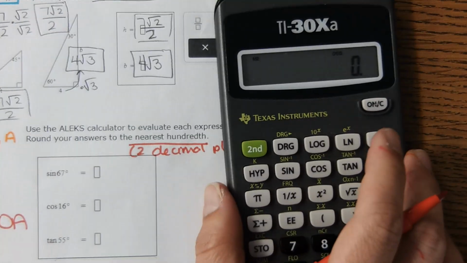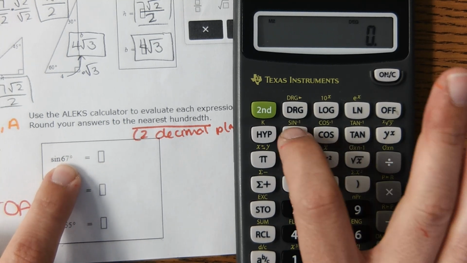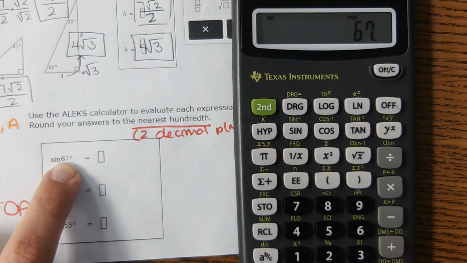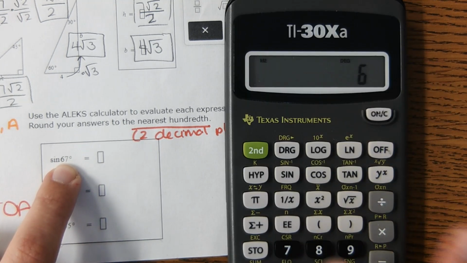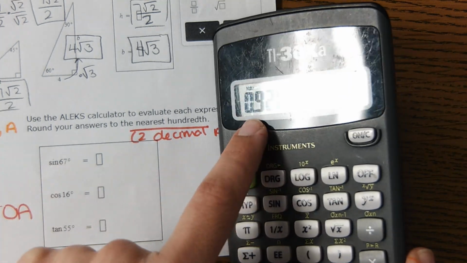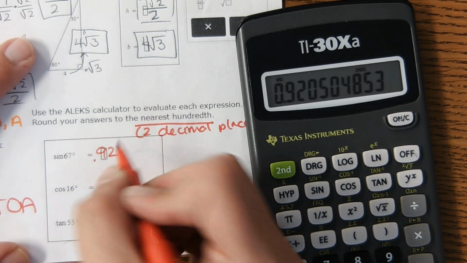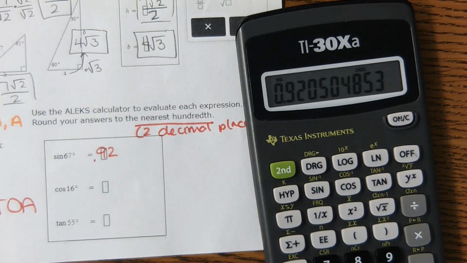And so in this calculator, if you put it in this order, like sine 67, you get nothing. You have to put it in backwards. So you do 67 sine, and you will get the answer. And it says 2 decimal places, so that would be 0.92. So we write down 0.92, or you type that in the box.